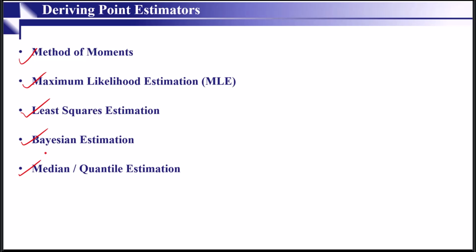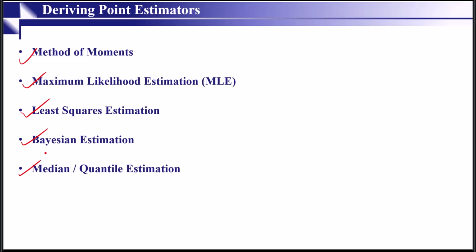The next one is maximum likelihood estimation. This estimates parameters by maximizing the likelihood function. It means the probability of observing the given sample. This maximum likelihood estimation is asymptotically efficient and it is widely used due to desirable statistical properties. The LSE, least square estimation, is normally common in regression, and this minimizes the sum of square difference between the observed and predicted values.